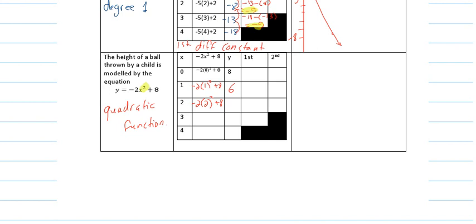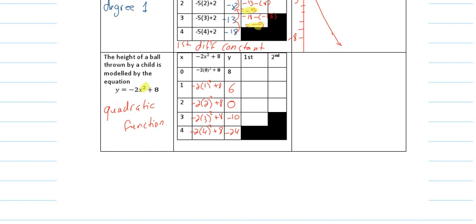If I plug in 3, -2 times 3 squared plus 8. So 3 squared, that's 9. 9 times -2, that's -18 plus 8, that's a -10. And then if I plug in 4 squared, that is 16. 16 times -2 is -32. Plus 8 is -24. So as you can see here, I have my y values.